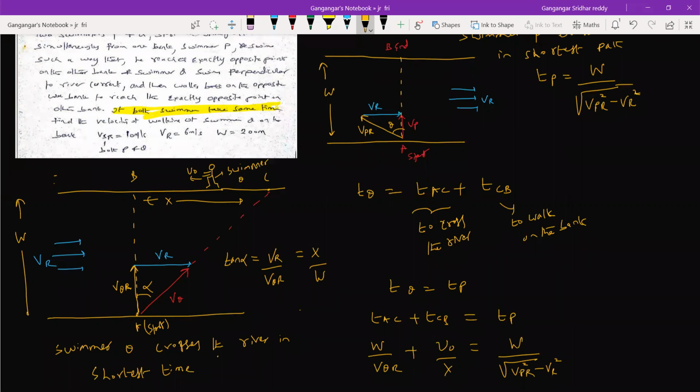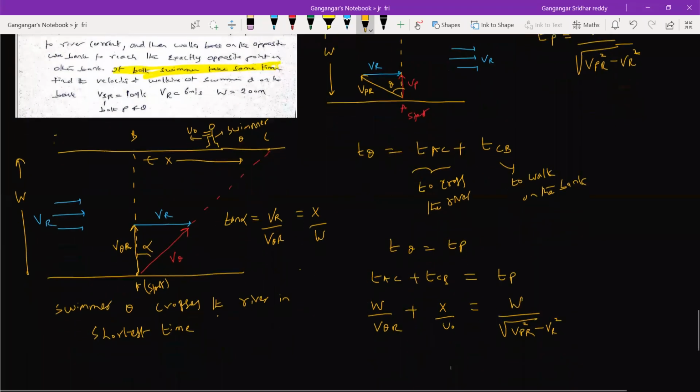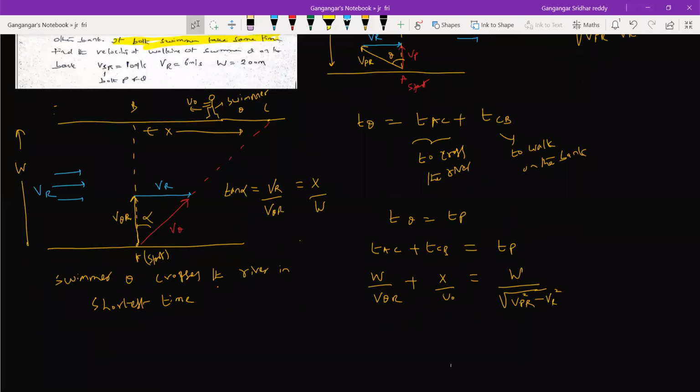Okay, substitute all these values. So X we can replace here, and this will be X by U naught, sorry. We don't know X, so replace X with this value, and VQR equal to VPR. X is equal to VR W by VQR. So W will get eliminated. So the only unknown thing is U naught. We know VQR and VPR values.